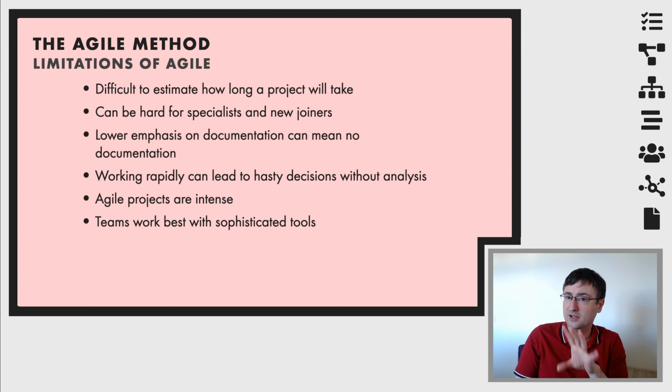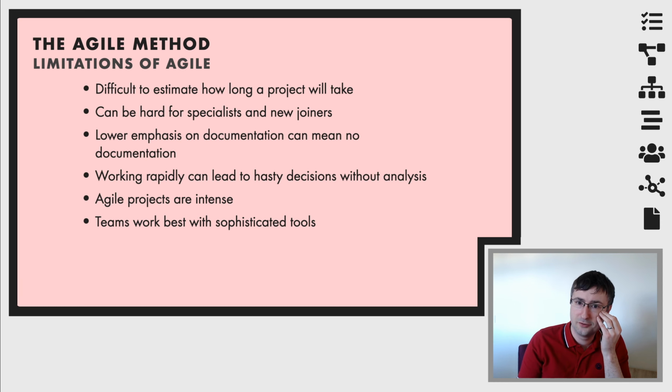Agile does have some limitations. It's not something that I would recommend for every single project. One of the main limitations in Agile is this idea of, well, you're telling me that you don't know what you're going to deliver, you don't know when you're going to deliver it, and you can't tell me how long the project is going to last. So it's worth bearing in mind that it's not perfect.